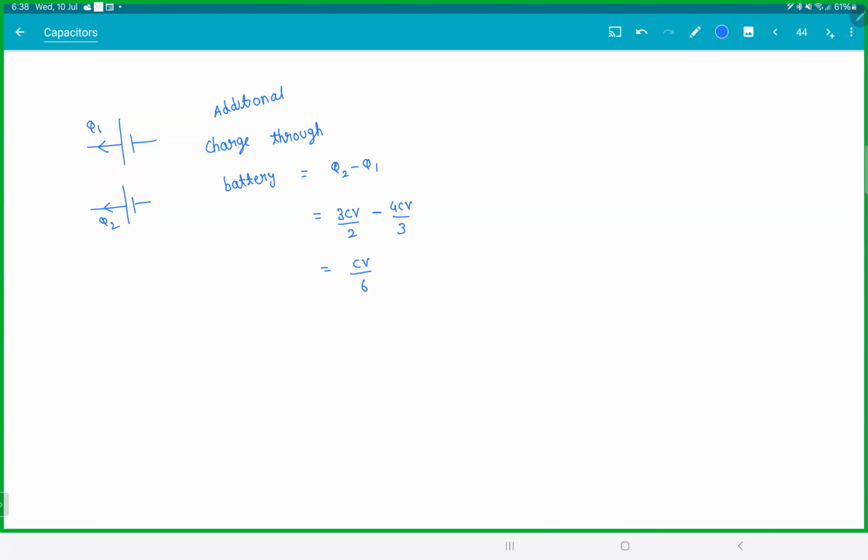What is the work done by the battery? The work done by the battery is the charge that flows through the battery into the potential of the battery. Again, this is all additional charge. You need to understand, the whole question is: when the switch is closed, find the heat produced. Before the switch is closed, the battery did some work. I'm not interested in that. The question looks pretty simple and straightforward, but they can really play around with this.